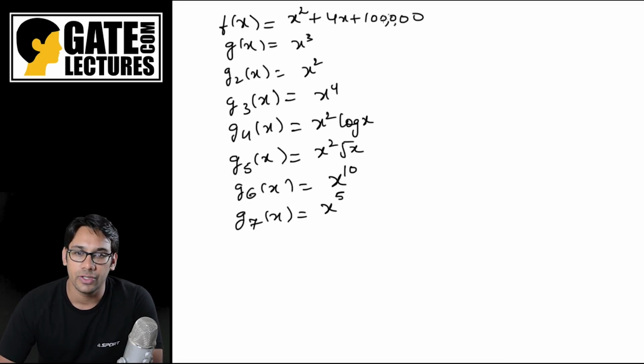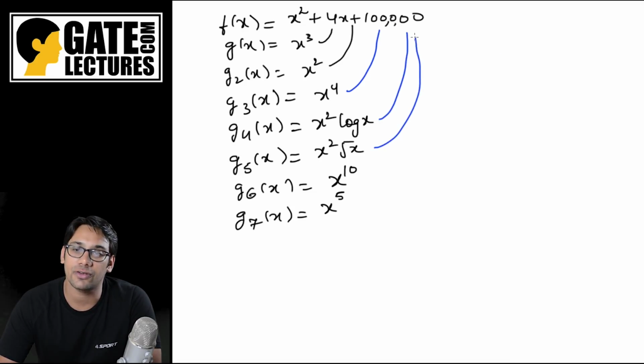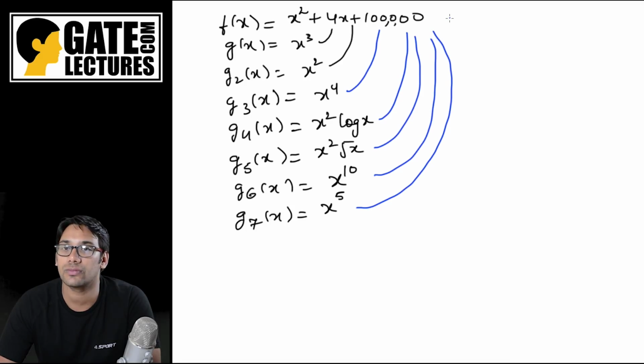So in this case, I can say that f(x) is order of g(x). I can say that f(x) is order of g2(x), g3(x), g4(x), g5(x), g6(x), and f(x) is order of g7(x). I can say this, right?